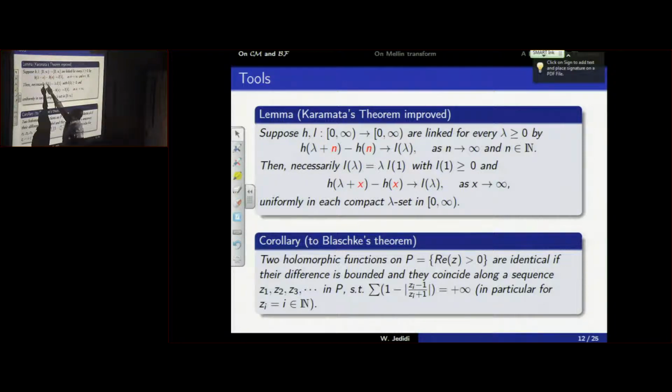if you take limits along the integers, think about the sawtooth functions. You can have limits along the integers, but not a proper limit when x goes to plus infinity. Then Chronometer proved that if you take the limit, when x goes to infinity, of lambda plus x minus h of x goes to something, then necessarily this something is linear.